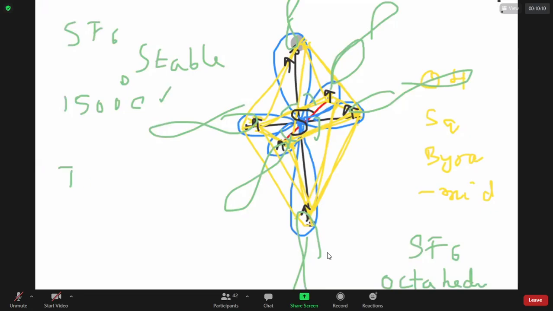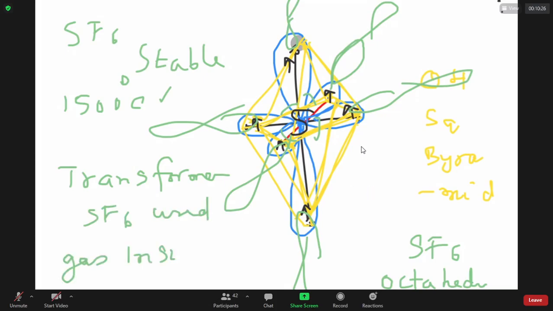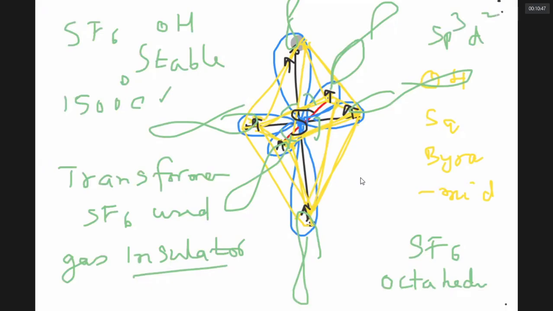In your transformers, have you ever seen an electric transformer? Yes, sir. In transformers, SF6 is used as gas phase insulator. Because of its extraordinary stability, it is used to prevent short circuiting. SF6 is very stable because of its symmetric structure called octahedron. It is octahedron because of sp3d2 hybridization. Are we very clear about it, sir? Yes, sir.